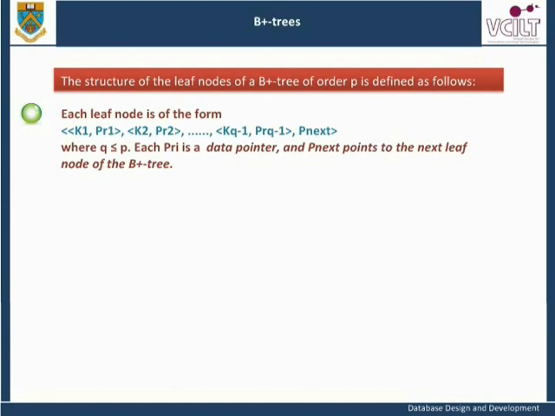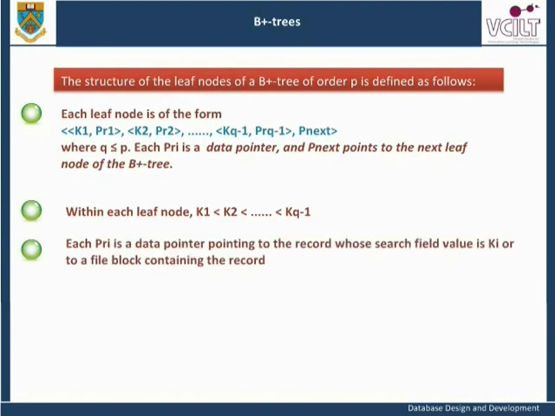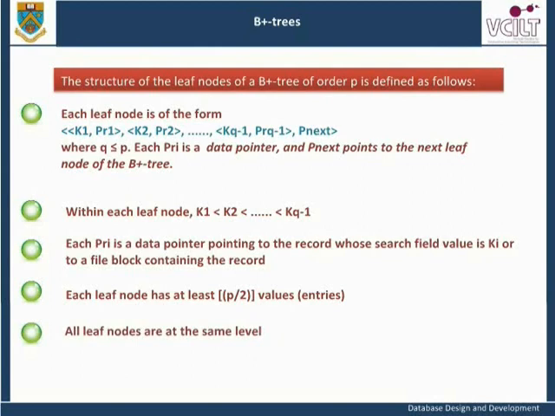Where Q equals P, each PRI is a data pointer, and P next points to the next leaf node of the B+ tree. Within each leaf node, K1, K2, ..., KQ-1, each PRI is a data pointer pointing to the record whose search field value is KI, or to a file block containing the record, or to a block of record pointers that point to records whose search field value is KI if the search field is not a key. Each leaf node has at least P/2 value entries. All leaf nodes are at the same level.